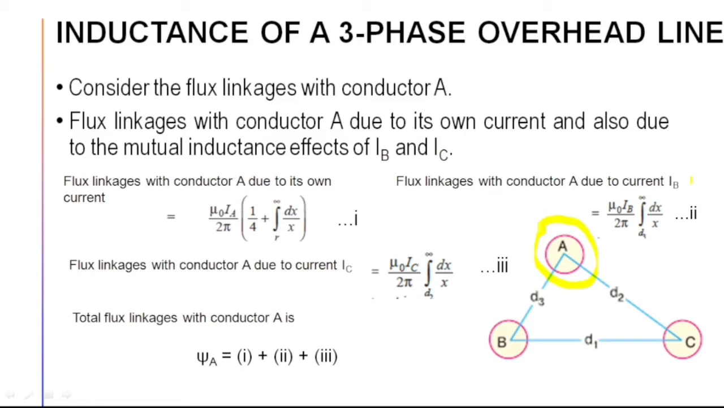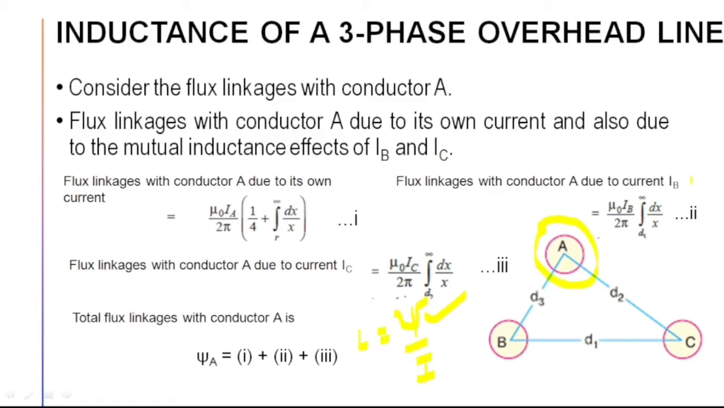The flux linkages with conductor A are due to its own current and also due to the mutual inductance effect of IB and IC. You already discussed in the previous videos that for the calculation of the inductance, you need to calculate the value of the flux linkages. That is, L is equal to psi by I. You need to calculate the value of psi, that is the flux linkages. These flux linkages are obtained due to the internal flux and due to the external flux.